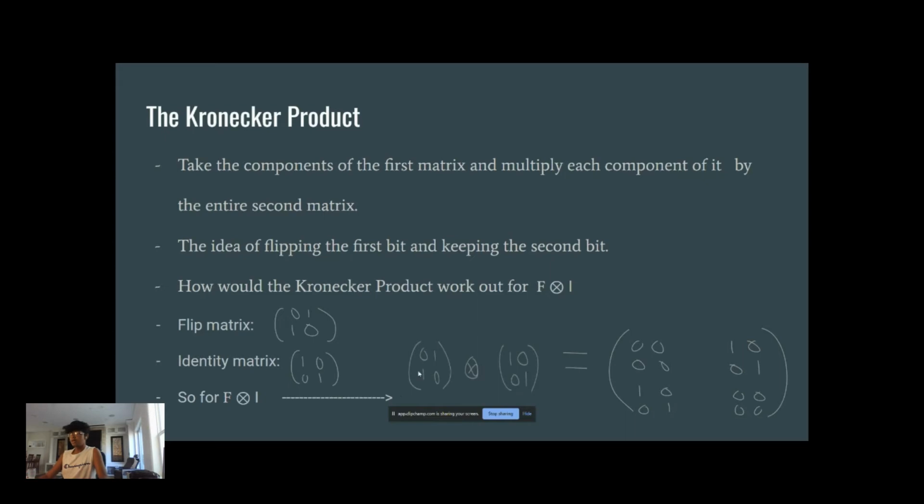And then for 1 here, if we did 1 times this whole identity matrix here, it would return the same thing, right? 1, 0, 0, 1. So 1 times 1, 0, 0, 1, you get 1, 0, 0, 1, and then 0 times 1, 0, 0, 1, you get 0, 0, 0, 0, right? So this right here is our Kronecker product. And so this matrix here is a really nice abstraction of the idea of flipping the first bit and keeping the second bit, right? And you can extend this to as many bits as you want, as many Kronecker products, right?